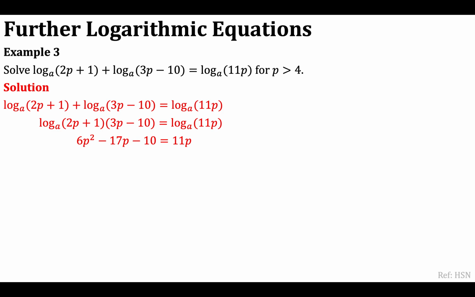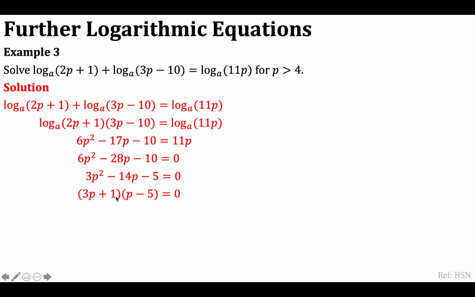So 6p squared minus 17p minus 10 is equal to 11p, and I can subtract my 11p from both sides to give me 6p squared minus 28p minus 10 equals 0. Now before I start factorising that, I can see that I can divide throughout by 2 to make my factorisation a little bit easier. So dividing throughout by 2 will leave me with 3p squared minus 14p minus 5 equals 0. When I factorise that, I'll get (3p + 1)(p - 5) equals 0.